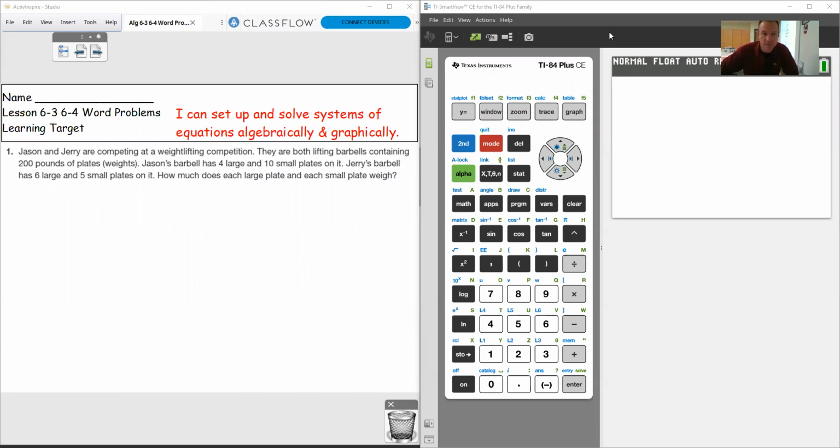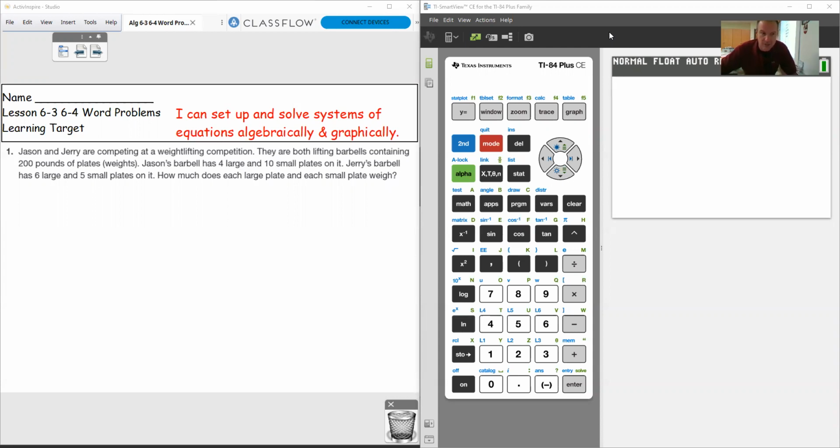So if you take a look at question number 1, Jason and Jerry are competing at a weightlifting competition. They are both lifting barbells containing 200 pounds of plates, which are weights that you put on the end of a barbell. Jason's barbell has 4 large and 10 small plates on it. Jerry's barbell has 6 large and 5 small plates on it. How much does each large plate and each small plate weigh?